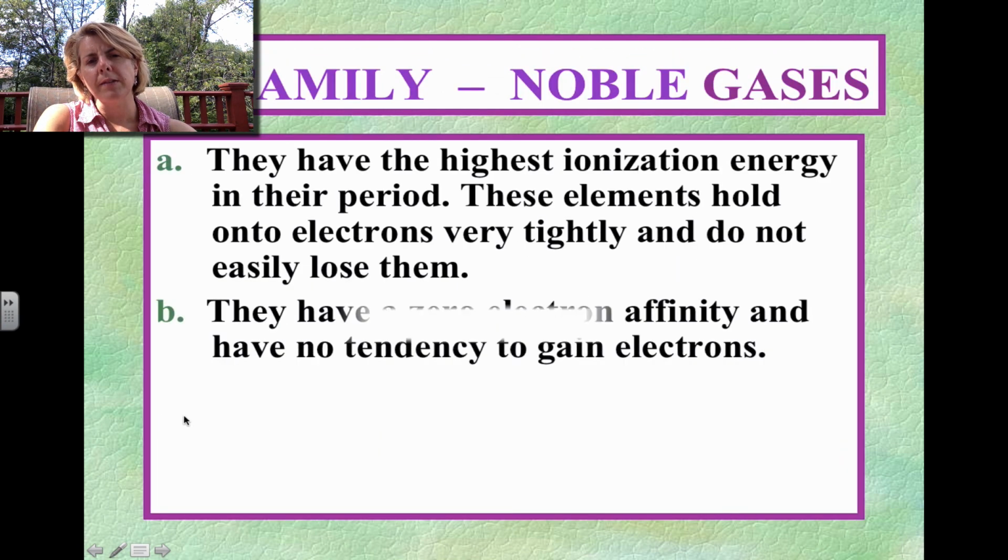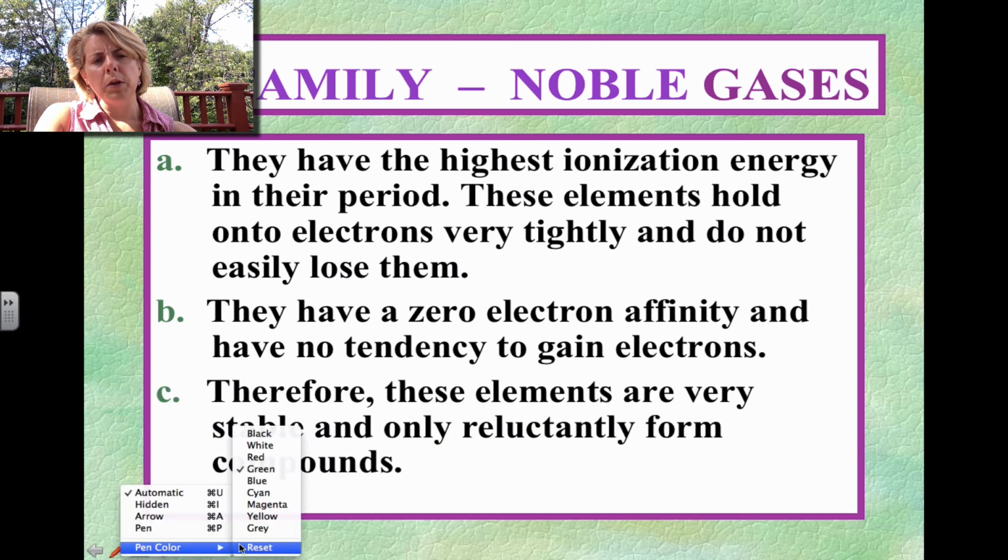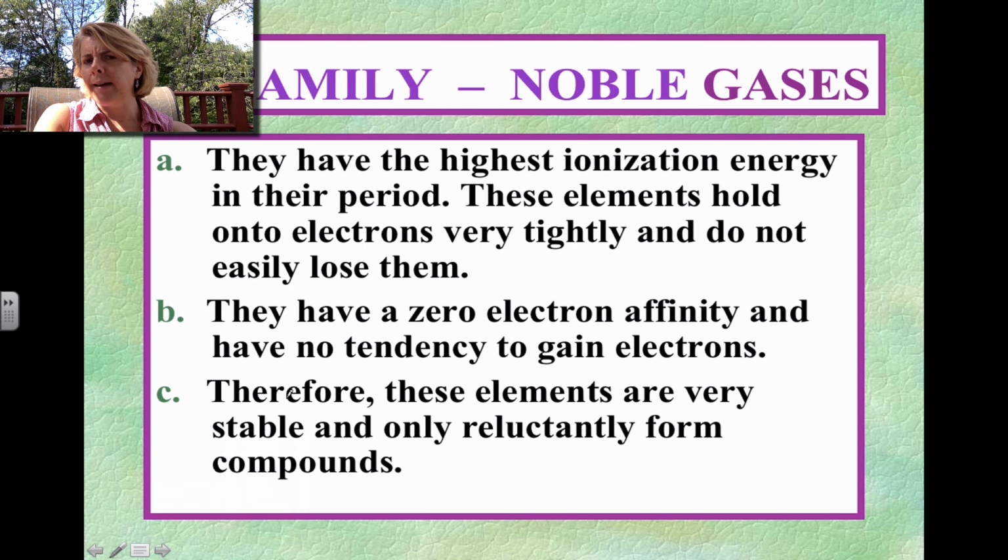Okay, noble gases. You're probably most familiar with them in neon signs. They have the highest ionization energy. They tend to hold on to their electrons very tightly, and because of that, they are not willing to give them up. They have zero electron affinity. They are not interested in acquiring any more electrons. Because of that, they are called noble gases.